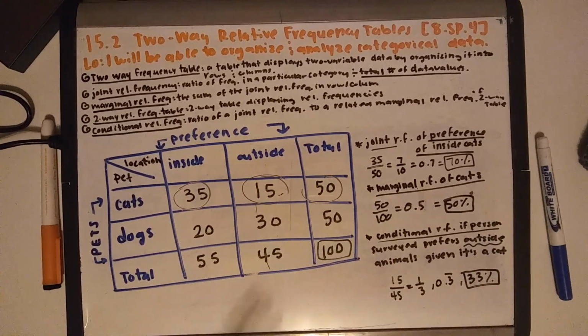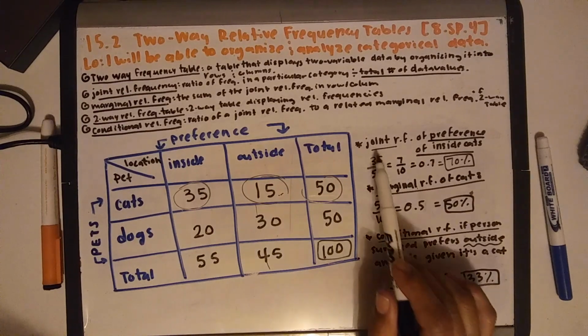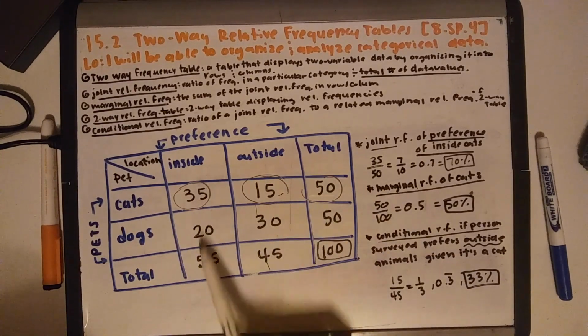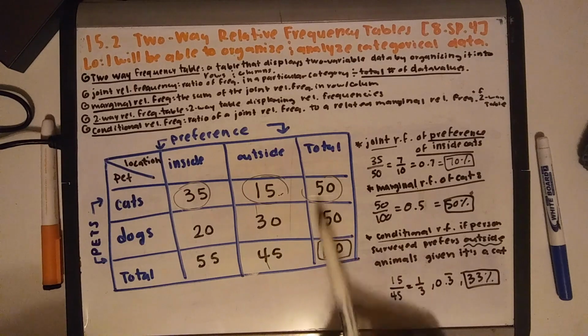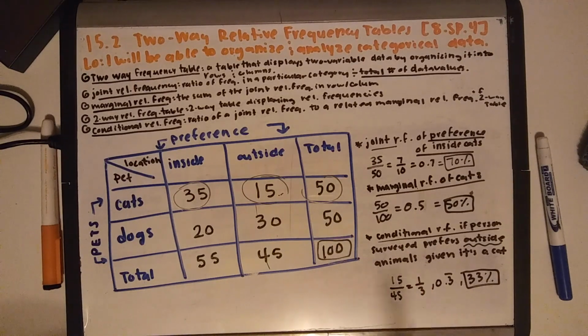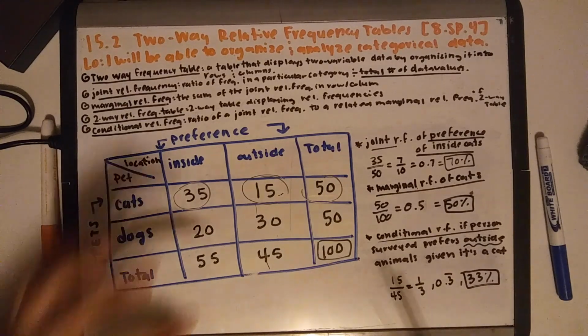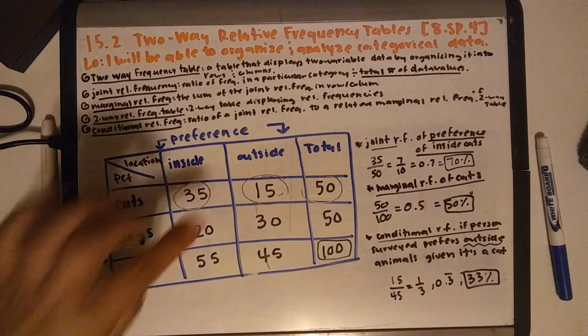Again, just make sure that you're careful with what they're asking you. If it's joint, you're going to look at the category given. If it's marginal, you always want to compare to the total right here. And if it's conditional, you have to look at what the conditions are given. So in this case, outside. So you look at the outside, and it's given that it's a cat.